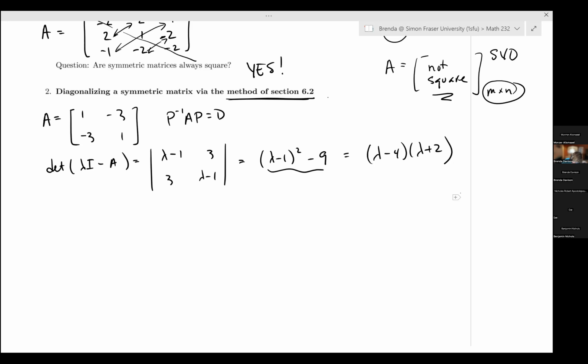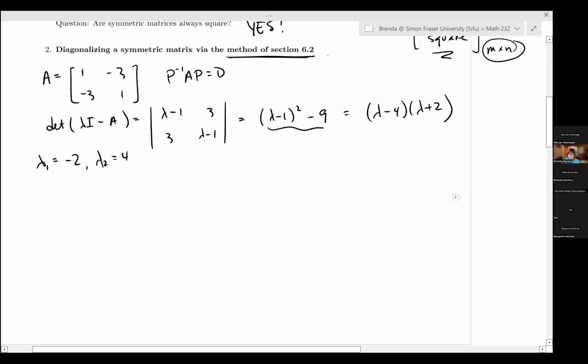Okay, so here we are. Then we find that lambda 1 is minus 2 and lambda 2 is 4. It doesn't matter which way you label them. We will see when we do the singular value decomposition that we actually want to order them in size from biggest to smallest. Okay, so then I find the eigenvectors.